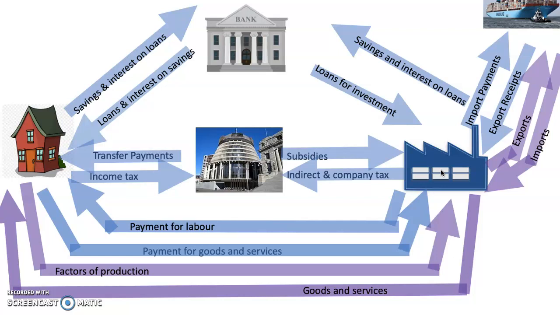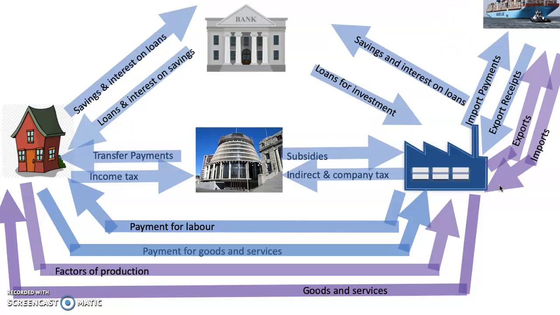We have the government, who will collect income tax and pay subsidies to producers and transfer payments to households. We've got our finance sector up there at the top, which provide mortgages to households and loans for investments to producers, and in return they receive interest and our savings. And then we have our export and import sector overseas, which brings in export receipts if we can sell stuff, and we send money out when we purchase things.